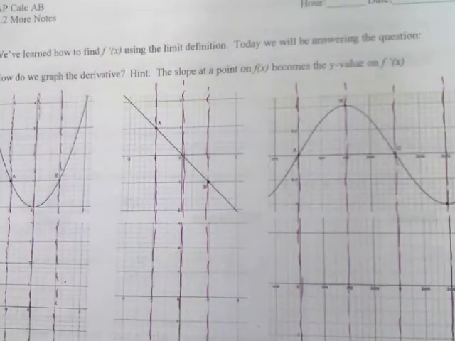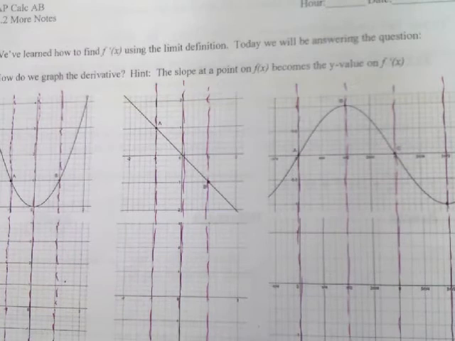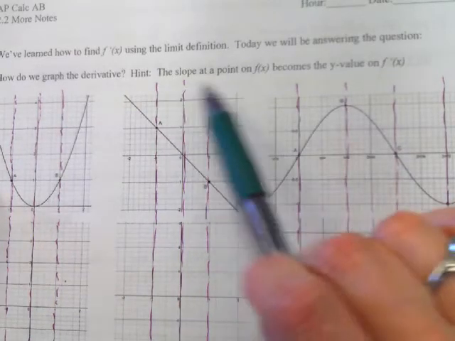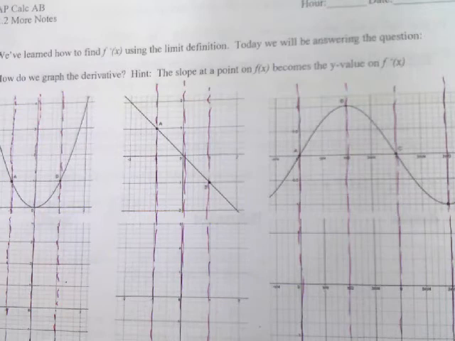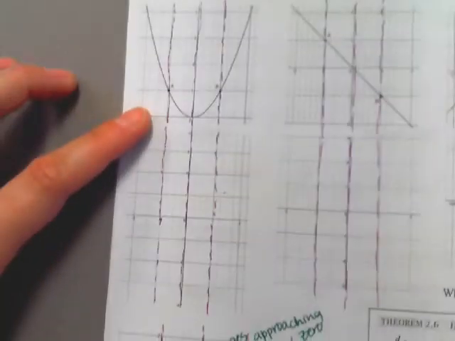All right, so today you are going to be answering the question, how do we graph a derivative? What you're going to want to know is that the slope at a point on f of x becomes the y value on f prime of x. So let's take a look at this first example here.